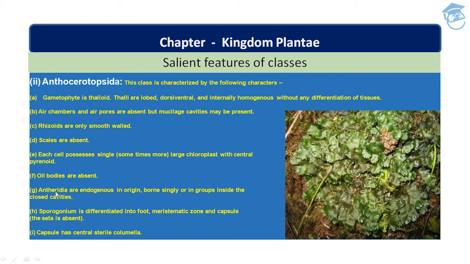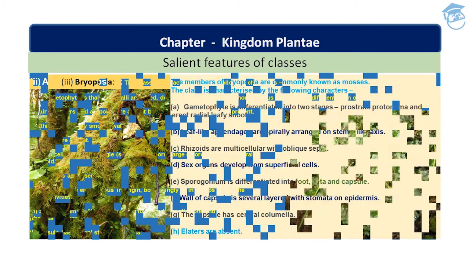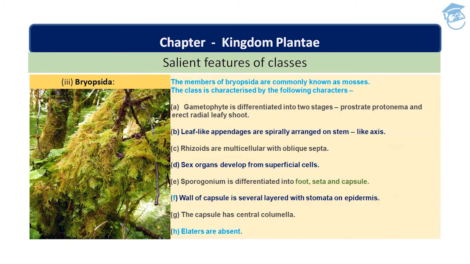Antheridia, which is a male reproductive organ, are endogenous in origin. They are born singly or in groups inside closed cavities. Sporogonium is differentiated into foot, meristematic zone and capsule, but seta is absent. The capsule has a central sterile columella. Okay, so this is another class, that is Anthocerotopsida. Now third is Bryophyta, which is mosses.